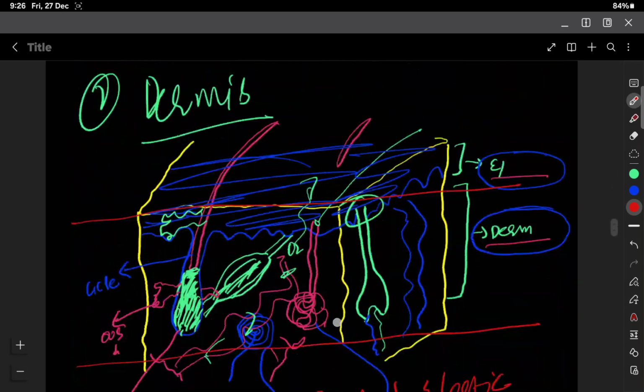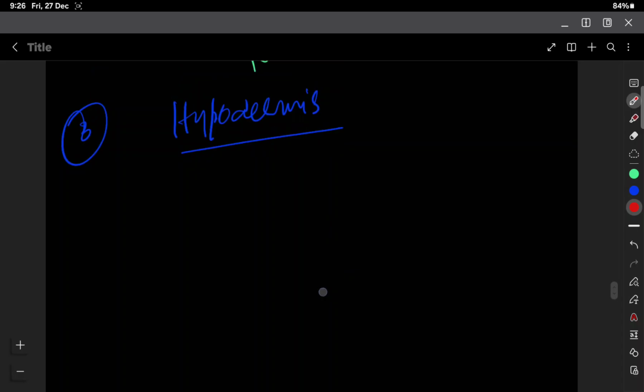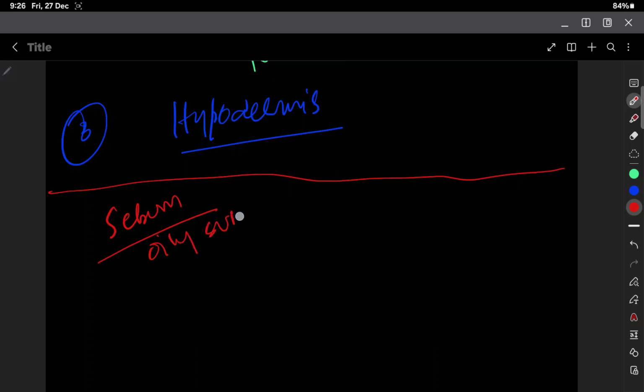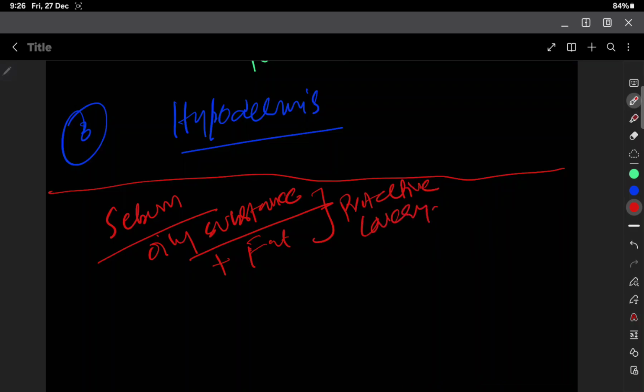Now there was one thing which was sebum. Sebum we had discussed already. So these were the three layers of the skin. Now, sebum is an oily substance. This oily substance mixes with fat molecules, which are called lipids, and they form a protective covering on the skin surface. And these lipids hydrate the skin and protect from pathogens.